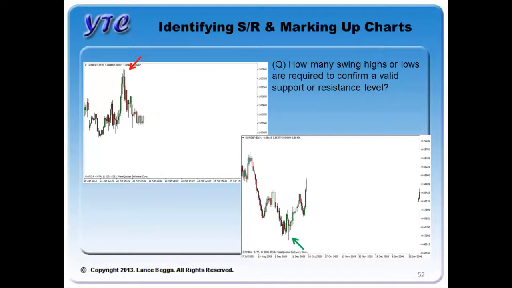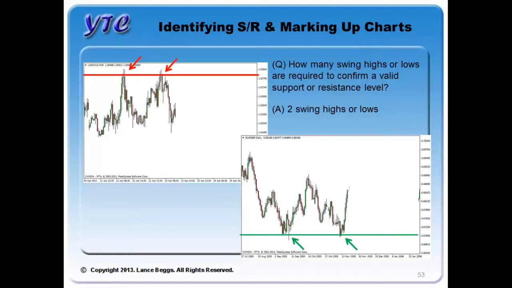At this point here, the chart at the top left only has one swing high defining the high point. We cannot yet mark an area of resistance. And the chart at the bottom right has only one swing low at the bottom. Again, we cannot identify a support level at this point. Support or resistance require 2 swing highs or lows in order to confirm a level.